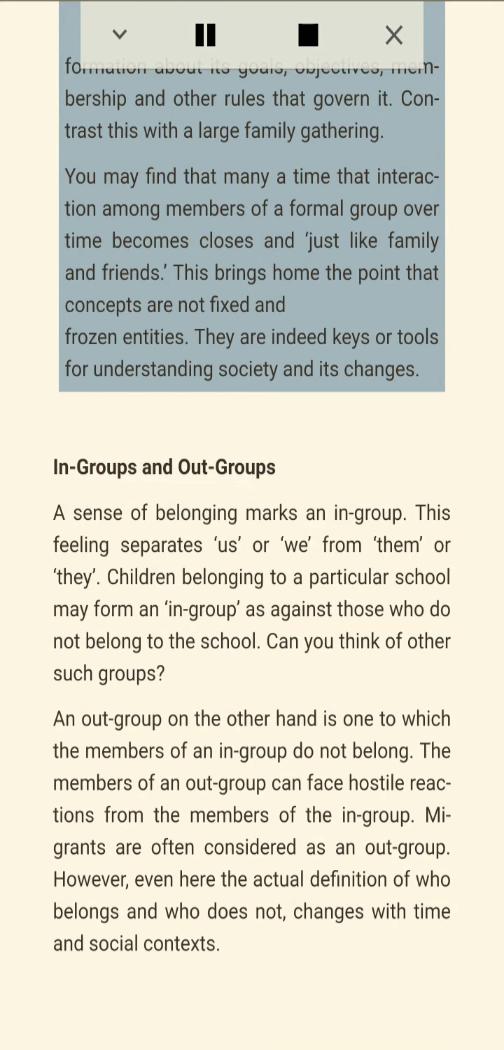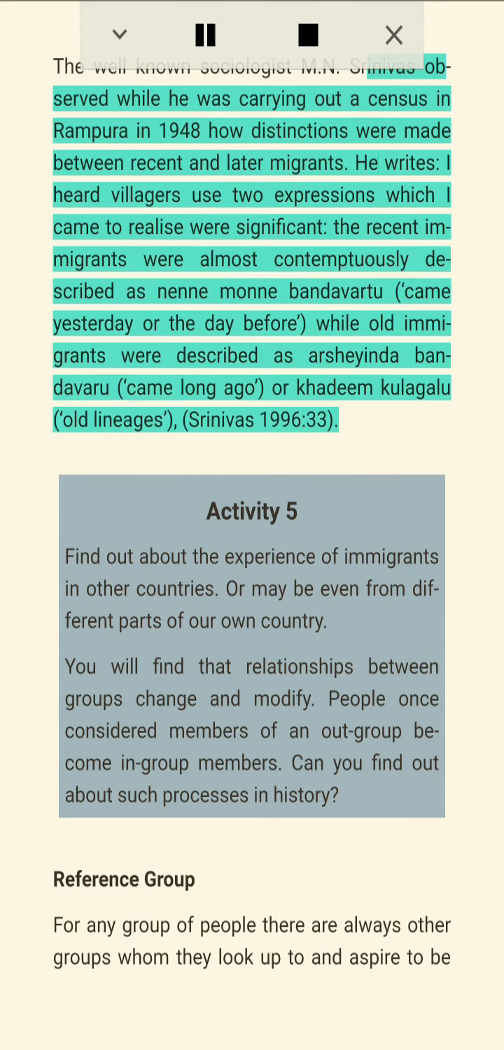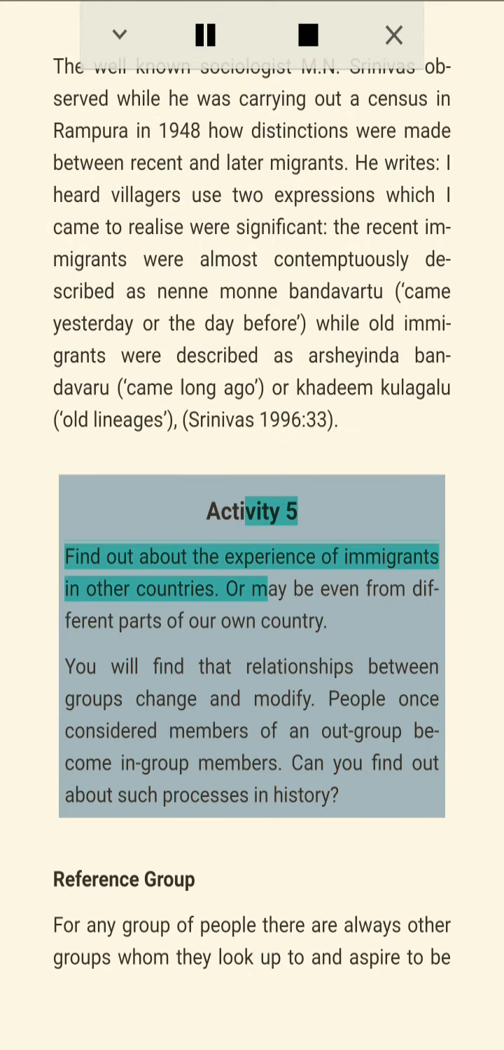The well-known sociologist M.N. Srinivas observed, while he was carrying out a census in Rampura in 1948, how distinctions were made between recent and later migrants. He writes, "I heard villagers use two expressions which I came to realize were significant. The recent immigrants were almost contemptuously described as 'Nenne Bandavaru', came yesterday or the day before, while old immigrants were described as 'Arshianda Bandavaru', came long ago."